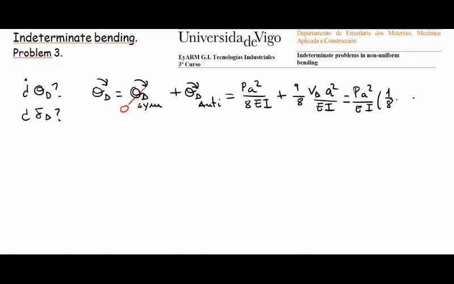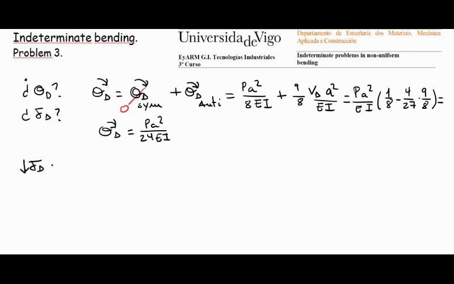So if we calculate this addition, taking into account that beta D is minus 4 divided by 27, what we have is 1 divided by 8 minus 4 divided by 27 multiplied by 9 over 8, and this is equal to PA squared divided by 24 EI. That is the slope of the cross-section D.